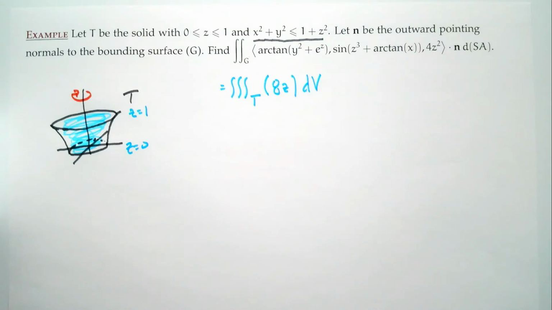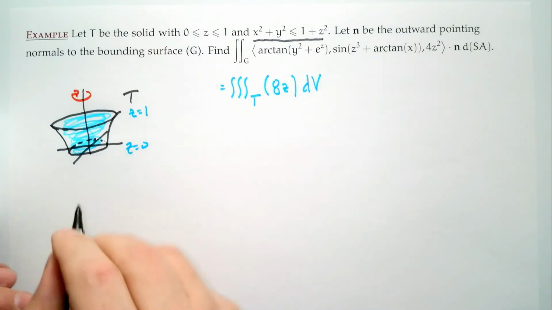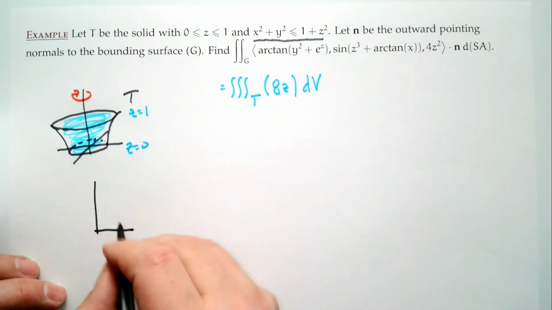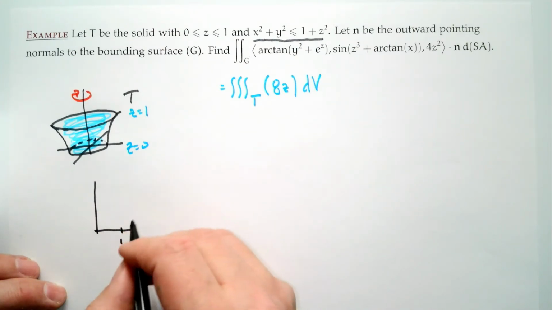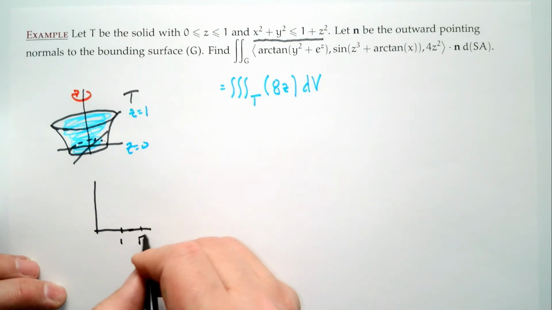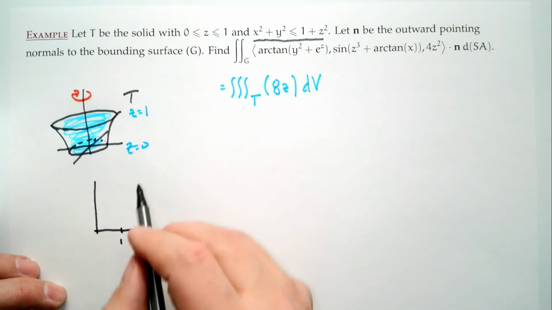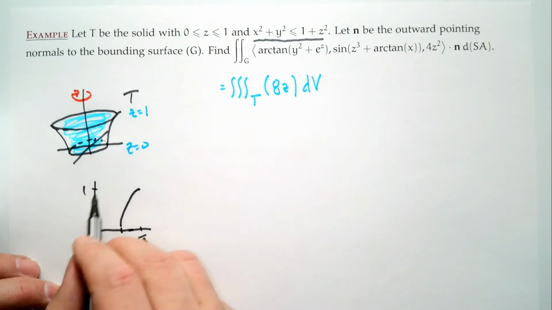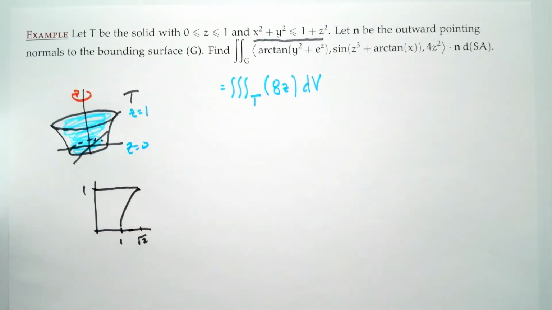So once you know you're going to rotate, the next thing to do is understand what's happening in a slice. And if you look in a slice, what you see here is you start at 1, you're going to go up to root 2, and we're going to go to 1. That's what our slice looks like.